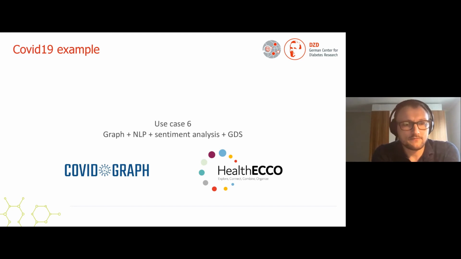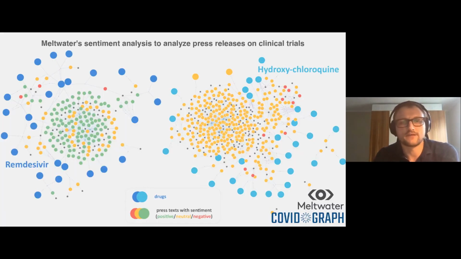The last use case is a very sophisticated one where we use graph integration, natural language processing, sentiment analysis, and GDS library. And we did this here with the COVID graph initiative, which is now called Health Echo. And I'm guiding you through that. So we used a data set by Meltwater, which collected press releases of clinical trials from COVID-19 clinical trials. And besides named entity recognition of the drugs here and of specific keywords, we also did a sentiment analysis.